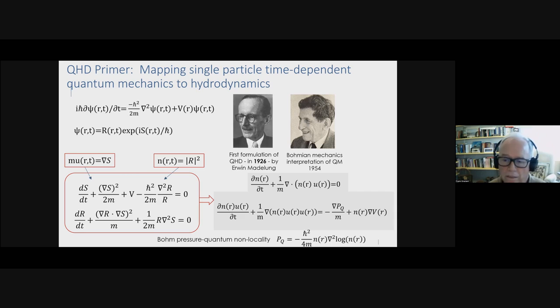Now that pressure term is interesting because it has this very strange functional form, but what it represents is quantum non-locality. It represents the fact that the wave packet is actually spreading, and it's interpreted here as some type of Bohm pressure. So Bohm is the person in 1954 that also worked in reformulating quantum hydrodynamics this way.